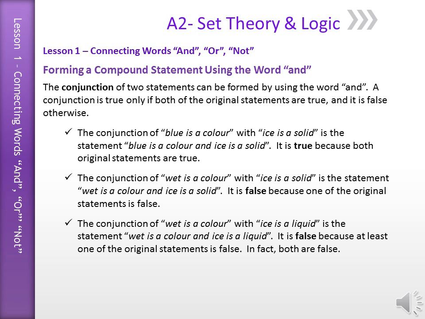The conjunction of wet is a color and ice is a liquid would be the statement, wet is a color and ice is a liquid. This would be false because at least one of the original statements is false, and in this case, both are false.